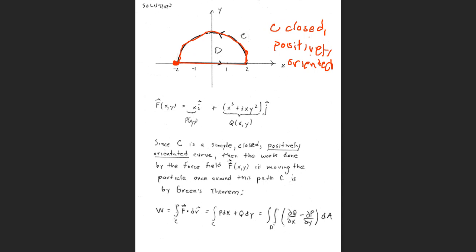So since C is a simply closed, positively oriented curve, the work done by the force field in moving the particle once around the path is, by Green's theorem, given by a double integral. We can compute this double integral to get it. So you see what you learned with double integrals is now coming back. Remember, you learned that in chapter 12, and now you're seeing how it relates to chapter 13.